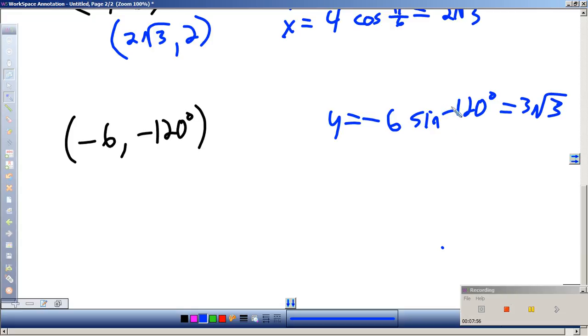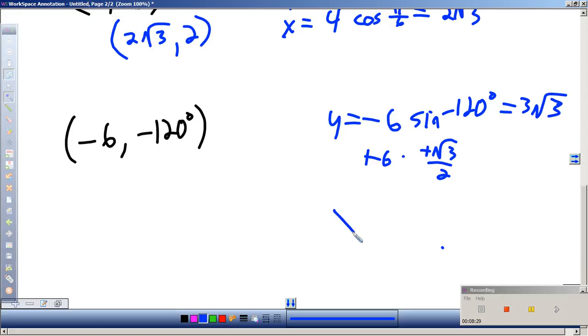What's the sine of -120? Negative root 3 over 2 times a -6. So -6 times a negative root 3 over 2. Negatives cancel. 6 over 2 is 3. So again, we got positive y.